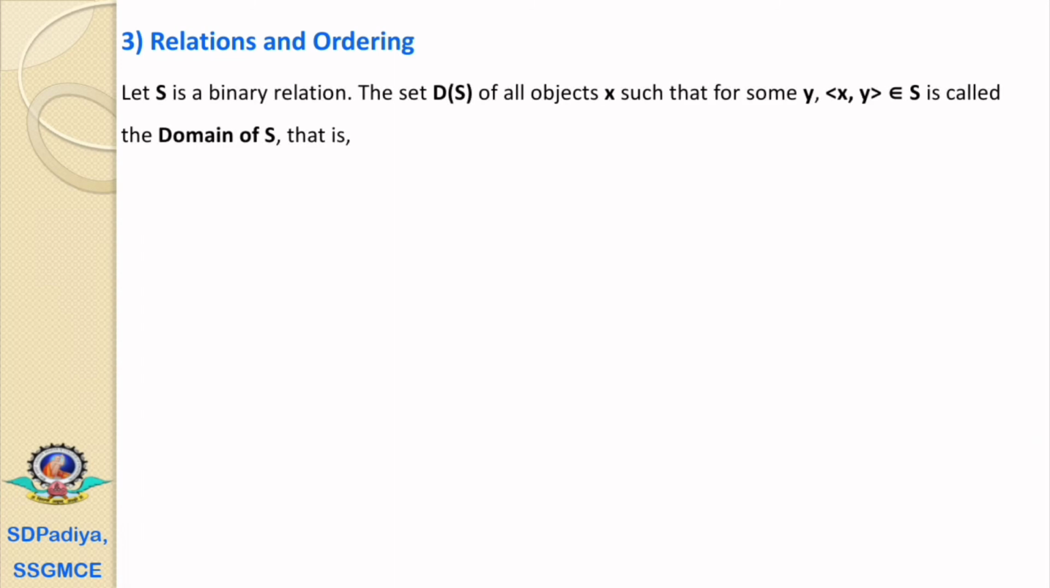Now we'll discuss one topic in relations and ordering, that is called the domain and the range. Let S be a binary relation. Then the set D(S), read as the domain of S, of all the objects x such that for some y the ordered pair (x, y) belongs to the set S is called the domain of S. That is, the domain of S is a set of x such that for some y the ordered pair (x, y) belongs to the set S.